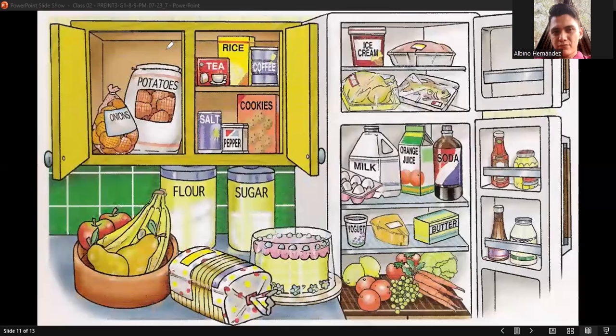There are 4 carrots. Perfect. Very good. Now, Albino, ask one question to Alejandro. Alejandro, how much soda is there? There is some soda. Perfect. Alejandra, one question to Coran.